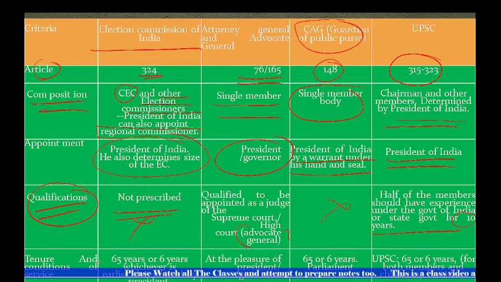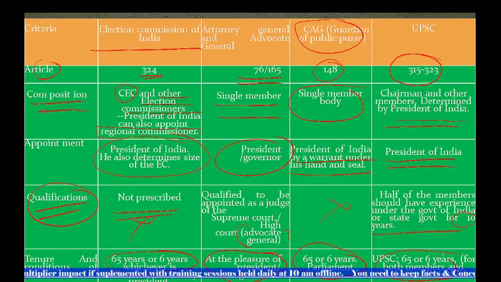Now what is the tenure and conditions of service? Election Commissioners and the Chief Election Commissioner have 6 years or 65 years of age, whichever is earlier, as determined by the President. Attorney General serves at the pleasure of the President; there is no fixed tenure, and he can be removed anytime. CAG also has 6 years or 65 years. UPSC members and chairman also have the same 6 years or 65 years, and they are appointed by the President.